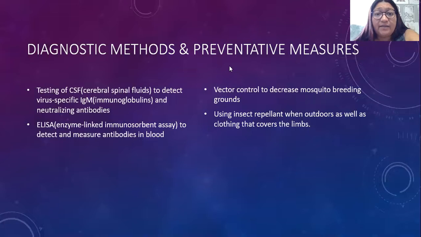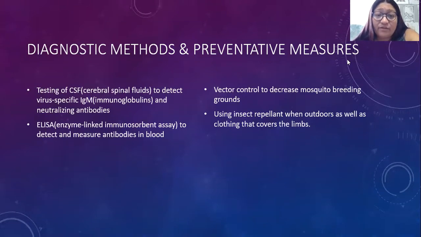Some diagnostic methods are testing of the cerebrospinal fluid to detect virus-specific immunoglobulins and neutralizing antibodies. Also, ELISA testing to detect and measure antibodies in the blood.